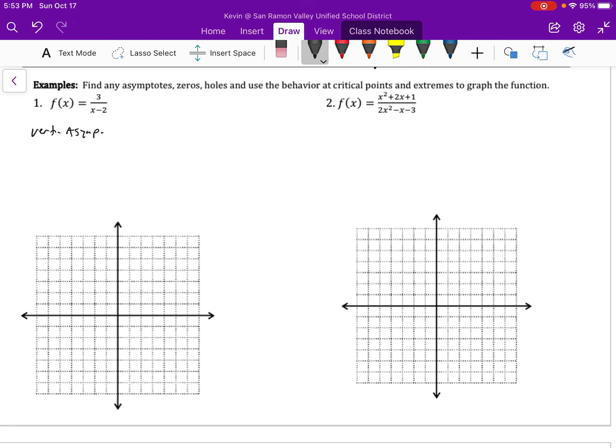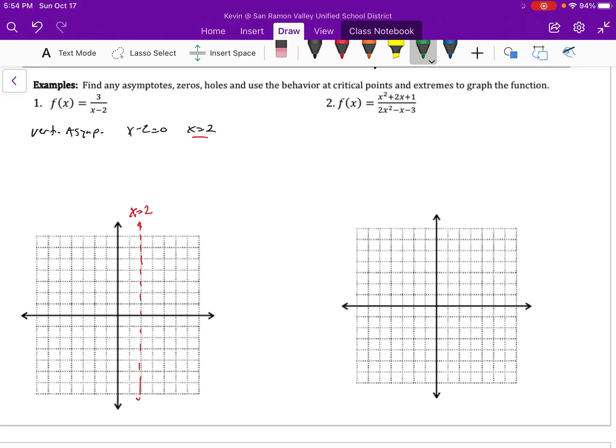Okay, we take the denominator, x minus 2 equals 0, so x equals 2. Therefore, we have a vertical asymptote at x equals 2. All right, now horizontal asymptote, we look at the lead coefficient.